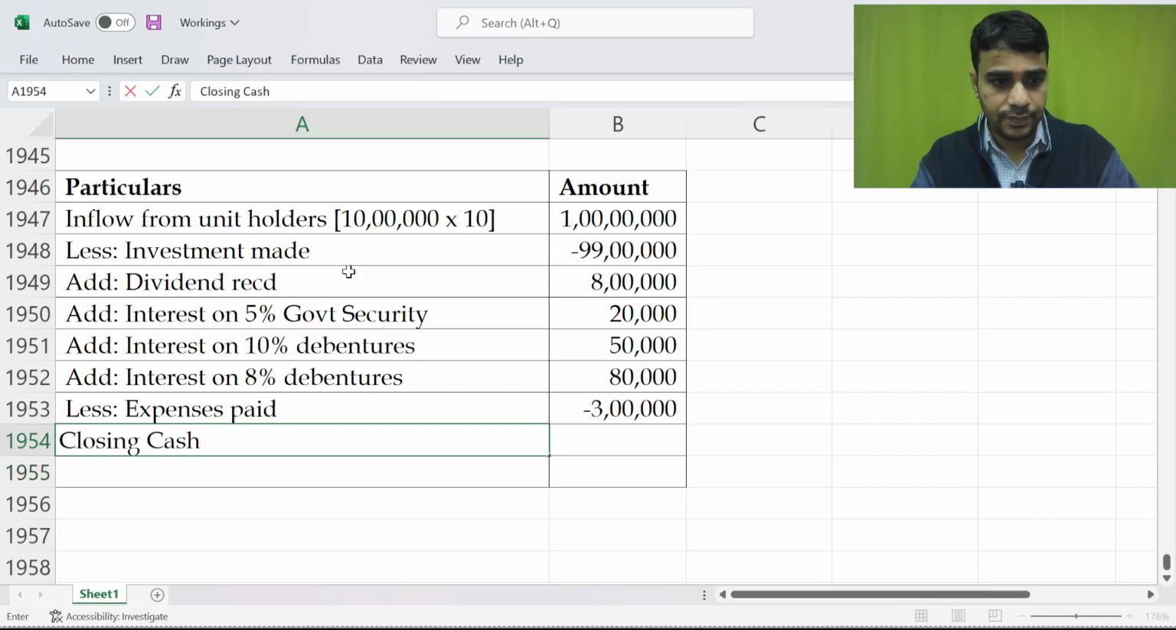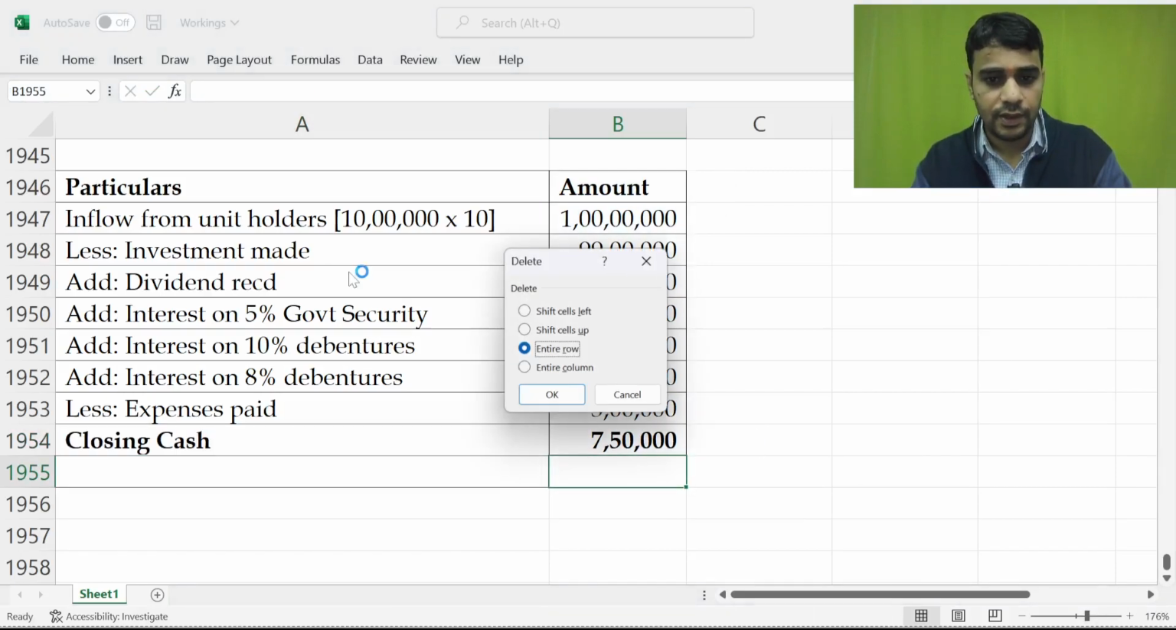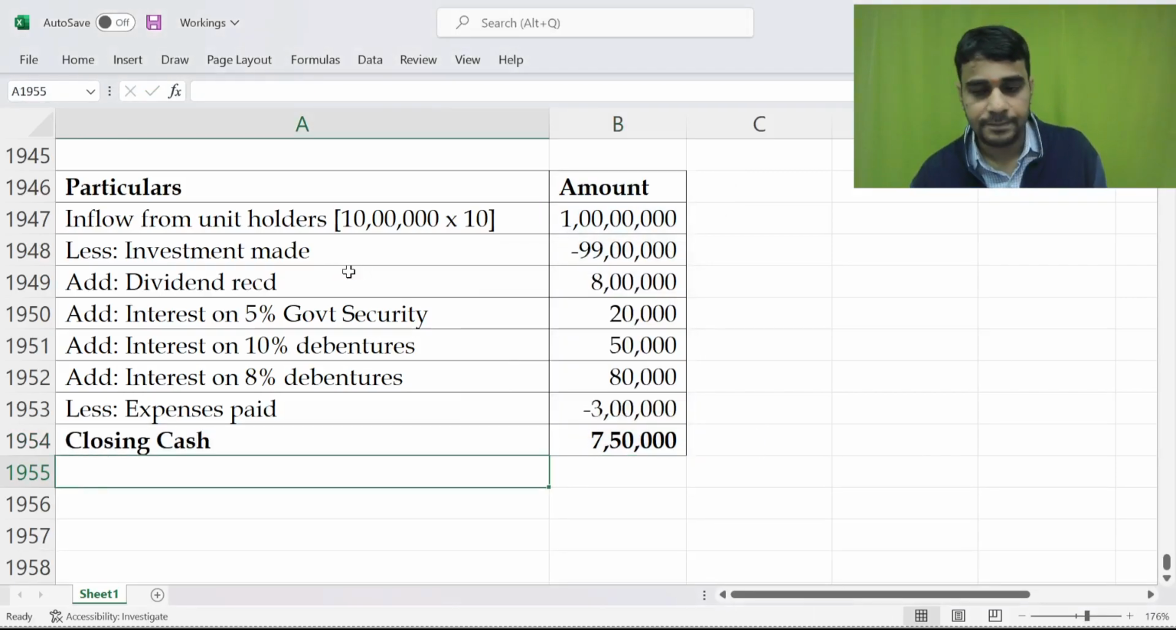Closing cash. There's a rework to this. We'll see the rework later on. Some dividend payout and all is mentioned in the rework. Closing cash is 7 lakh 50.